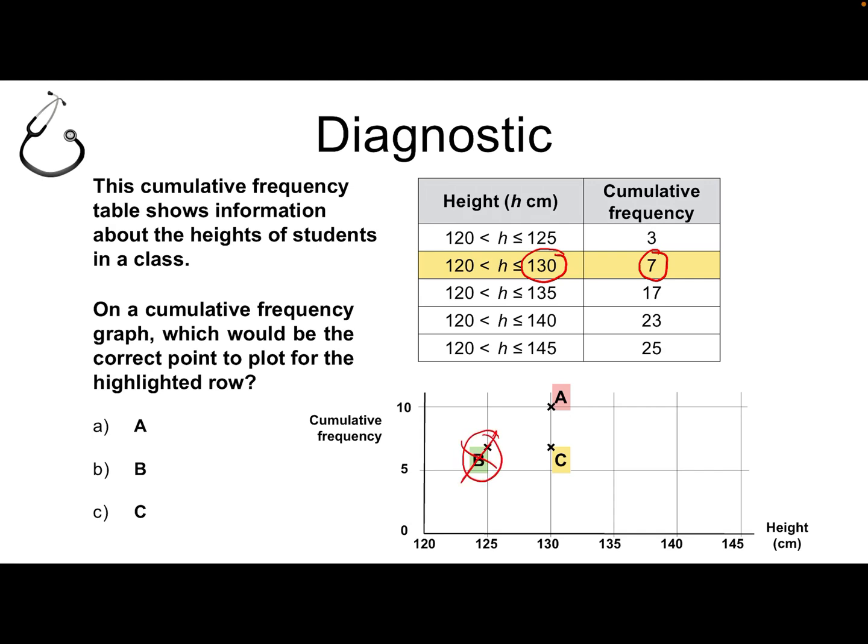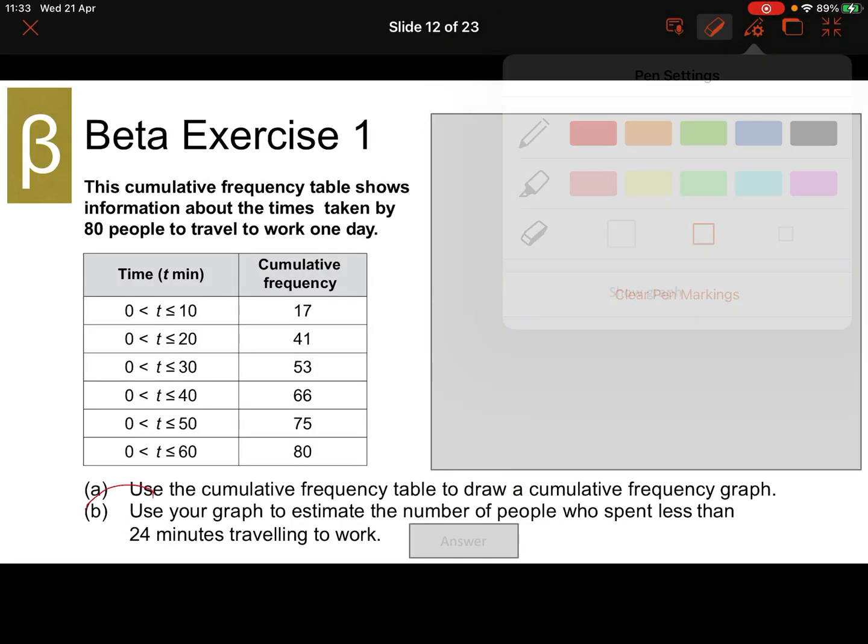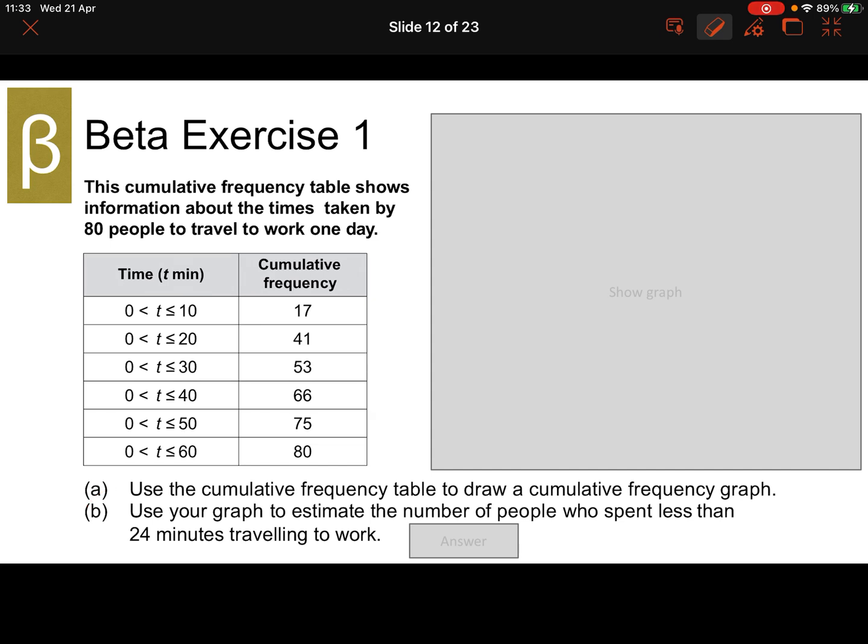And it's not this one either, because you would be confusing it if you thought this was frequency. But this is not frequency, it's cumulative frequency already. So you plot cumulative frequency against the upper bound of the height. So the answer is C. Whoops. The correct answer is C. Okay, upper bounds against the cumulative frequency, not midpoints against the cumulative frequency. Many students make that mistake.